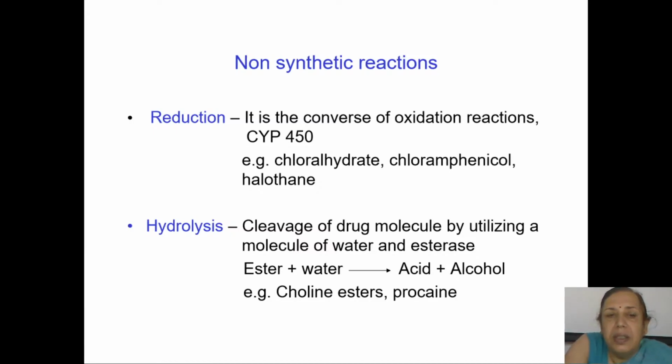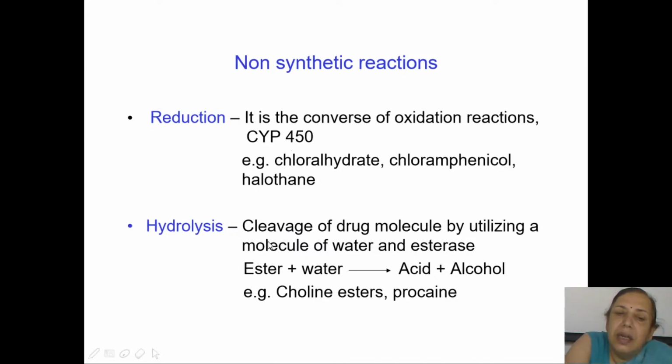Now the other type of reactions which are phase 1 non-synthetic reactions, these are reduction. So earlier we talked about oxidation, then you have reduction, which is opposite of oxidation. So it is removal of oxygen or addition of hydrogen or positive radicals. Again, cytochrome P450 enzymes are involved. You have several examples: chloral hydrate, chloramphenicol, halothane, which undergo reduction and their properties change.